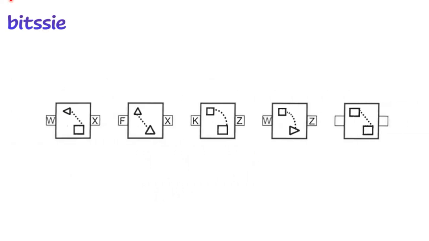At this point, feel free to pause the video and attempt the question yourself before resuming to see if you were correct. Our first picture, WX, or let's look at the first letter only, W, has a triangle and a square. Our second picture, F, has 2 triangles, K has 2 squares, W again has a square and a triangle.